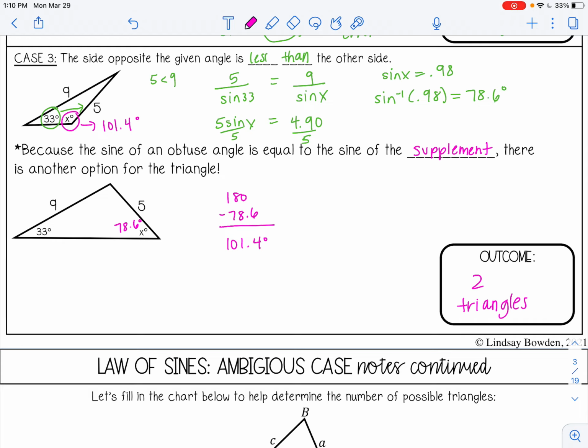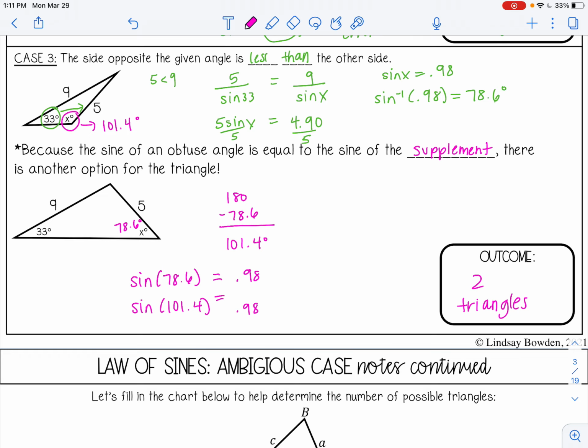And you can even test this out. The sine of 78.6 degrees and the sine of 101.4 degrees are both going to give you about 0.98. They're equal to each other. So when that happens, that means there are two possible triangles.